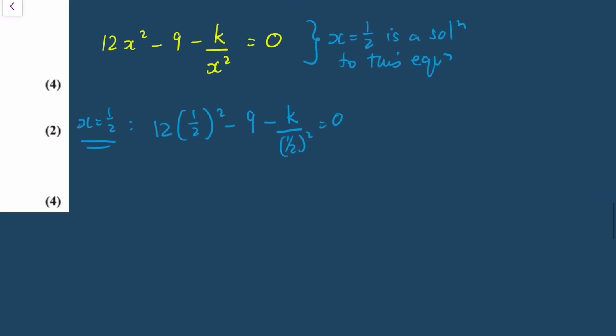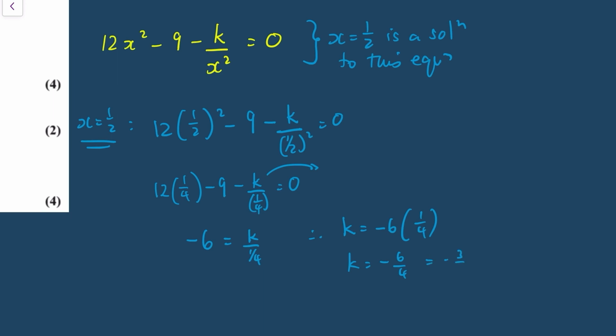Okay. That gives me 12 times a quarter, minus 9 minus k divided by 1/4 equals 0. So 12 times 1/4 is 3. 3 minus 9 is minus 6. And I'm just going to move that to the other side, so I get k divided by a quarter. And so therefore k is equal to minus 6 times 1/4. And so k is equal to negative 6 over 4, which is negative 3 over 2.